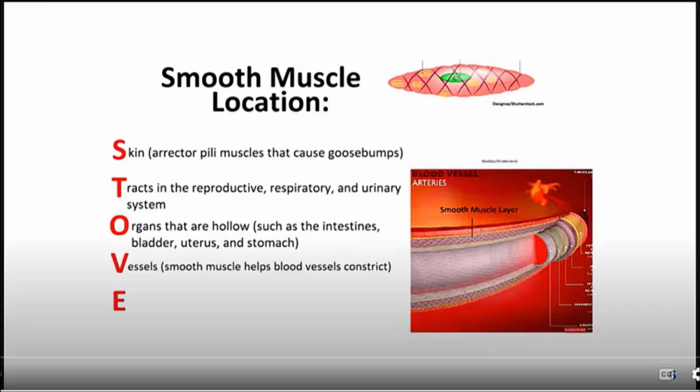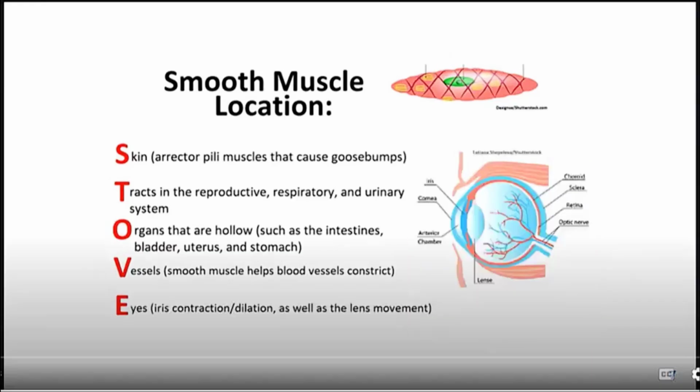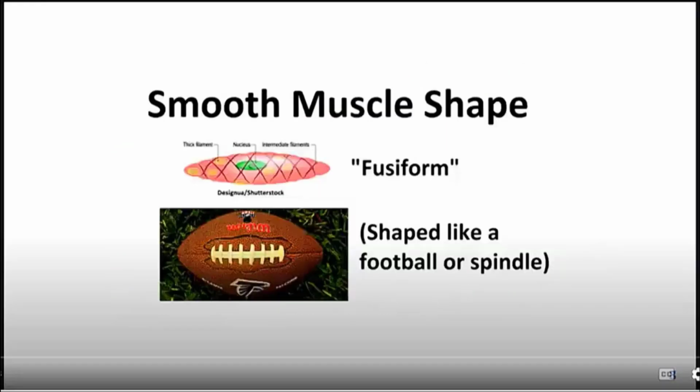V is for vessels, right, mainly your arteries. They're going to constrict. And E is for the eyes. So you have contraction of the iris, also dilation of the iris. That has to do with smooth muscle function. And movement of the lens. Okay, so here the lens on the eye. So that has to do with your smooth muscle contraction.